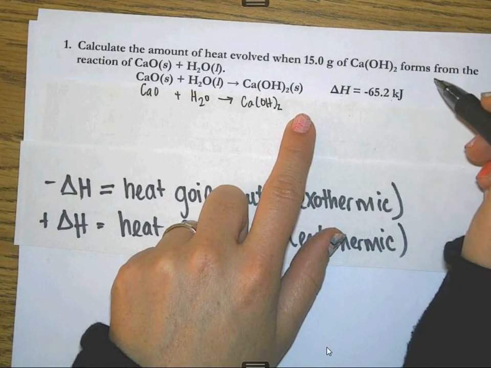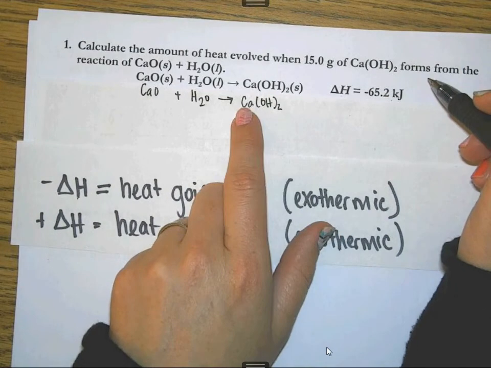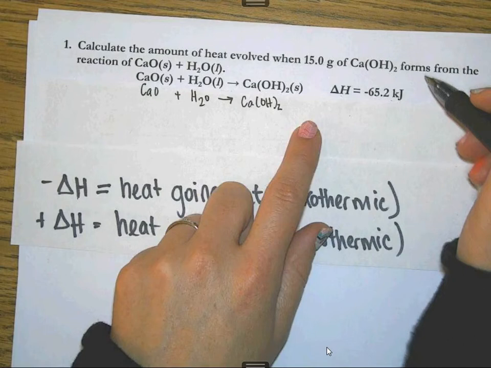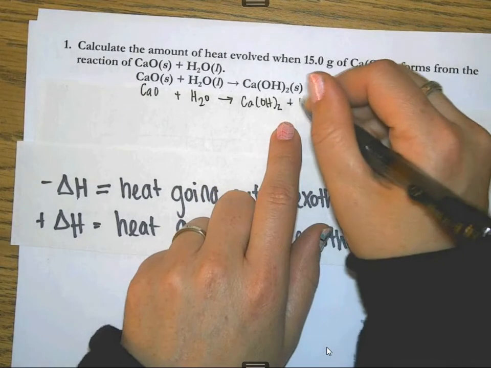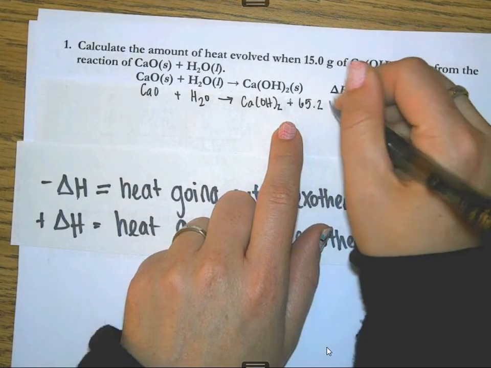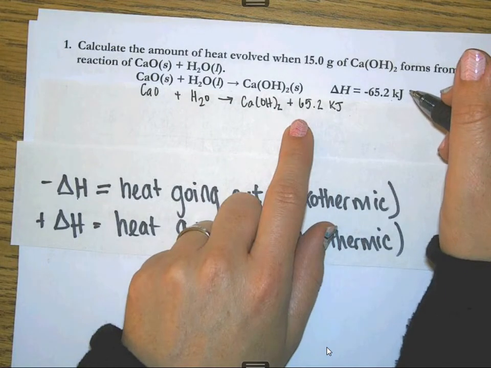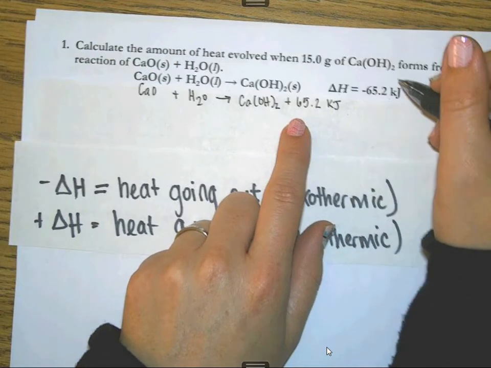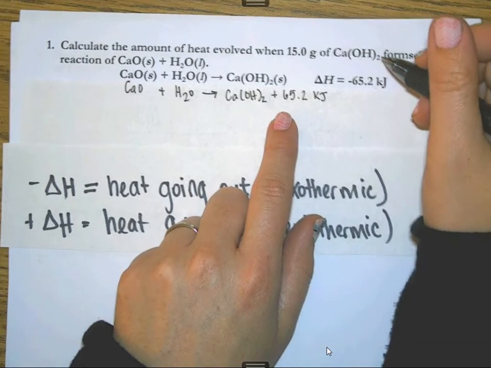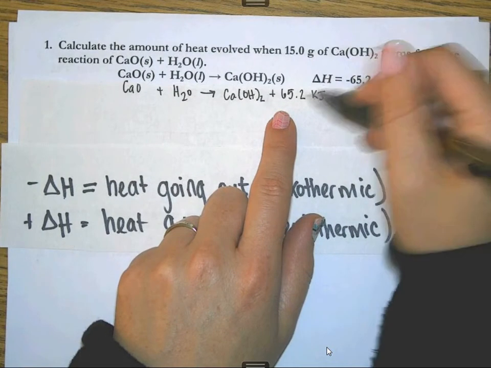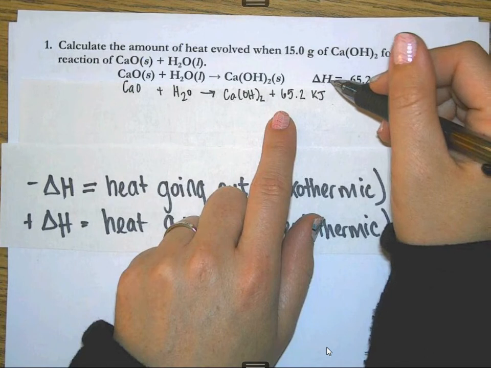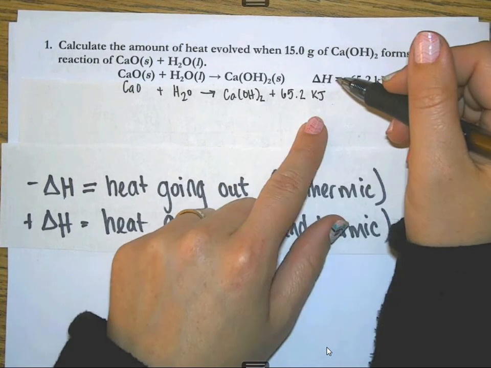Basically, if delta H is negative and it's being given off, then the products are what are being given off. That's what comes out of the reaction. So I'm going to put it over here as a product, and notice I didn't write minus 65.2 kilojoules. I wrote plus 65.2 kilojoules because we never put subtraction signs in chemical reactions.